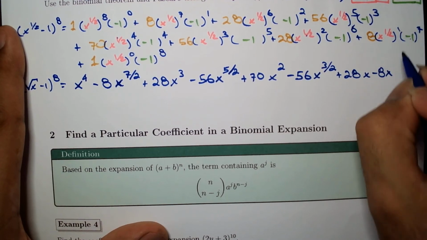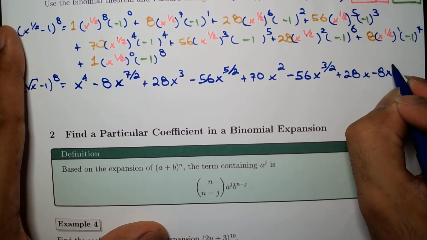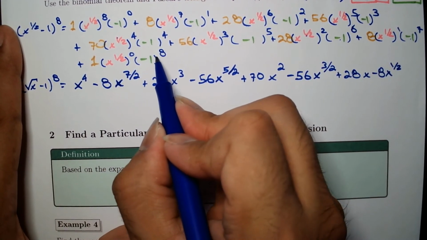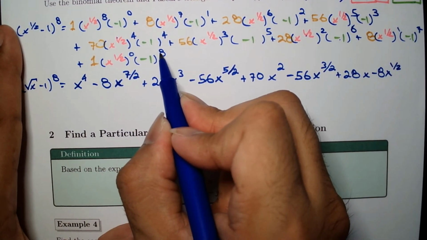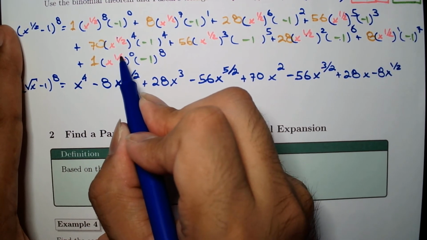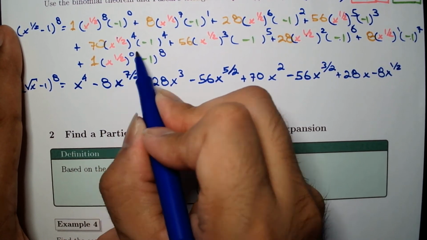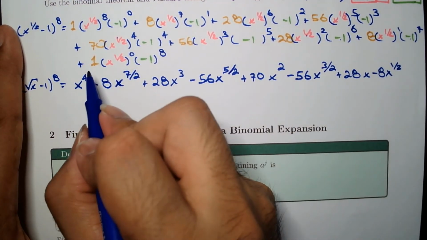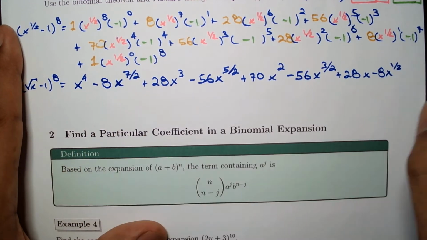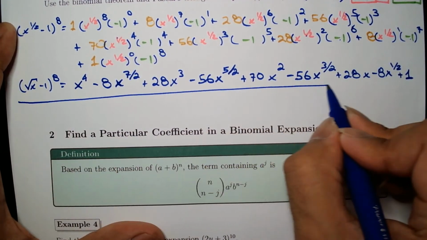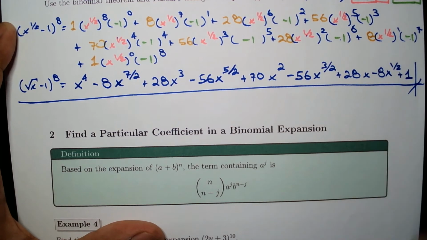x to the 1/2 times 1, that's 1/2. And the very last term, negative 1 to the 8th power, that's positive 1 times 1 is 1. And then x to the 1/2 to the 0 power is also 1. Any quantity to the 0 power is 1. So we basically have the product of 1 times 1 times 1, which equals 1. And this is the final answer for this example.